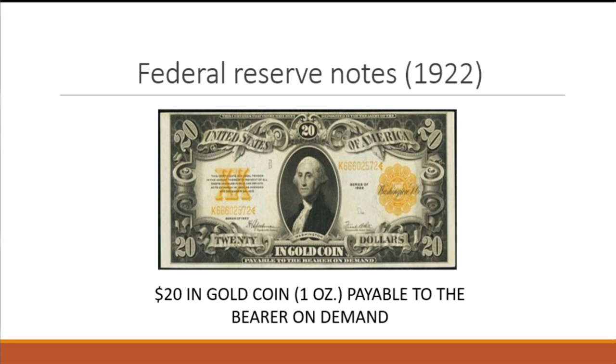You could go to a bank and say, I'd like to redeem this for gold. The bank would then go to the Fed, and it would redeem it for gold. Okay. So we were on a gold standard when the Fed was initially created.